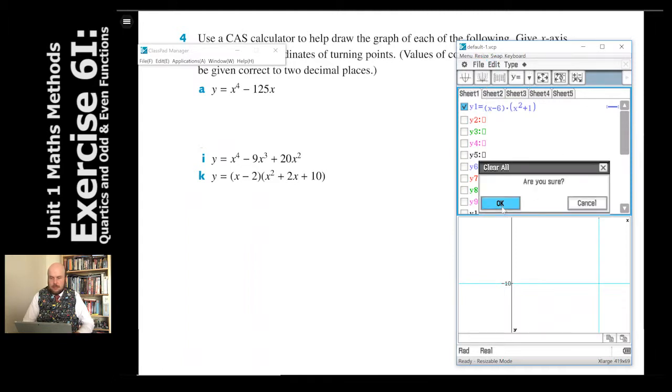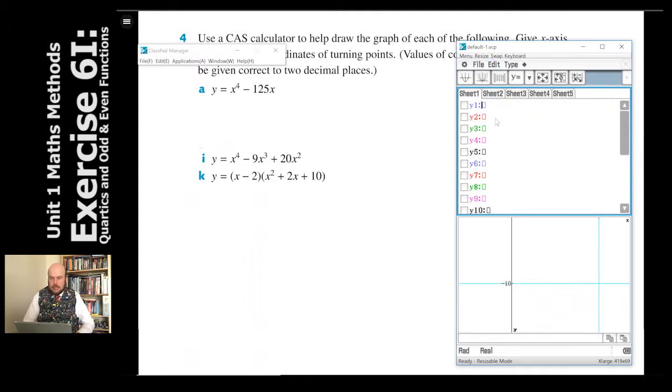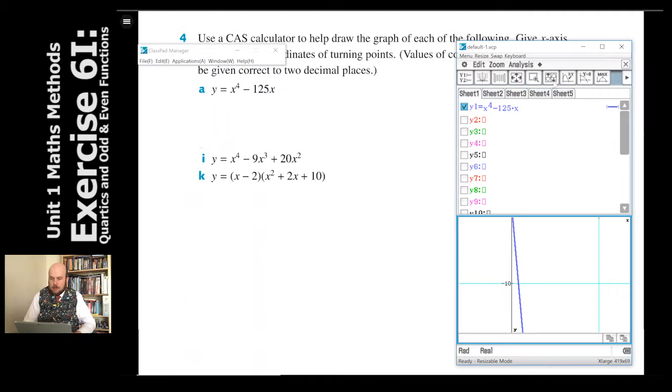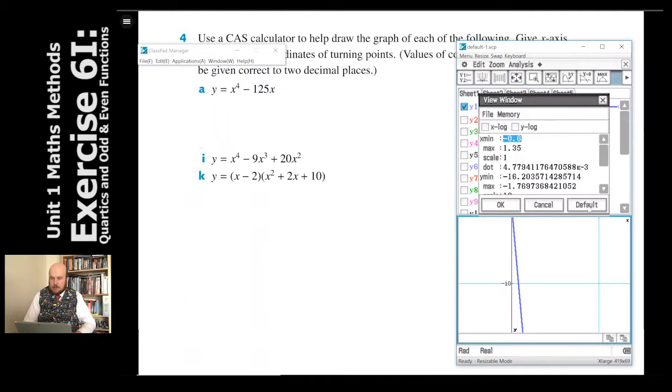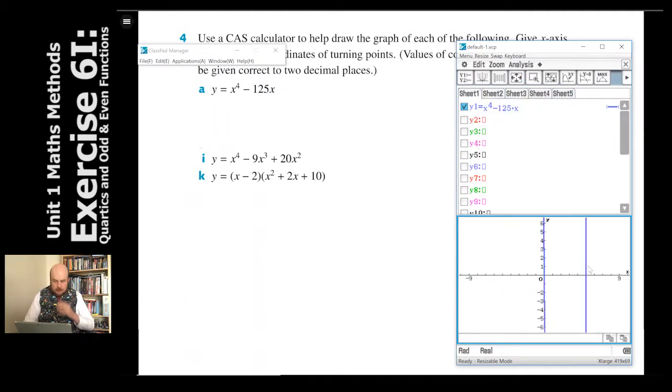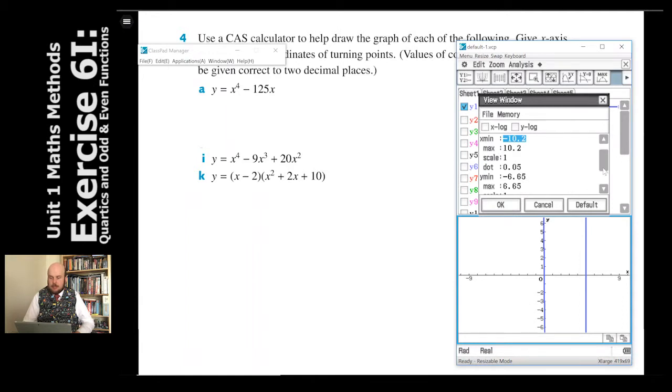So we'll clear all. We're going to type that first one in, x to the power of 4 minus 125x, and we're going to graph that. And what we'll do is we'll set that to default. Okay, so we can see here on my graph, it's very big. We haven't seen the turning point here. So we're going to need to widen this and broaden this.